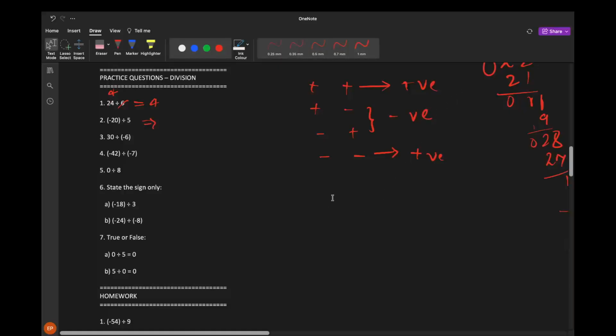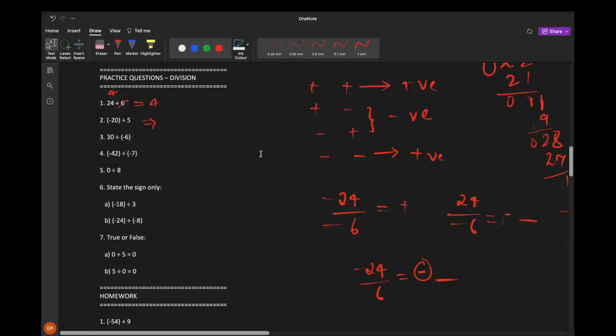I mean, suppose 24 divided by 6 is there. If both are plus, the answer will be positive. If both are negative, the answer will be positive. If any one number is positive and the other number is negative, the answer will be negative. The answer will be the same, but the sign matters, that's it. If it is 24 by minus 6, the answer will be the same, but the sign will matter, minus.